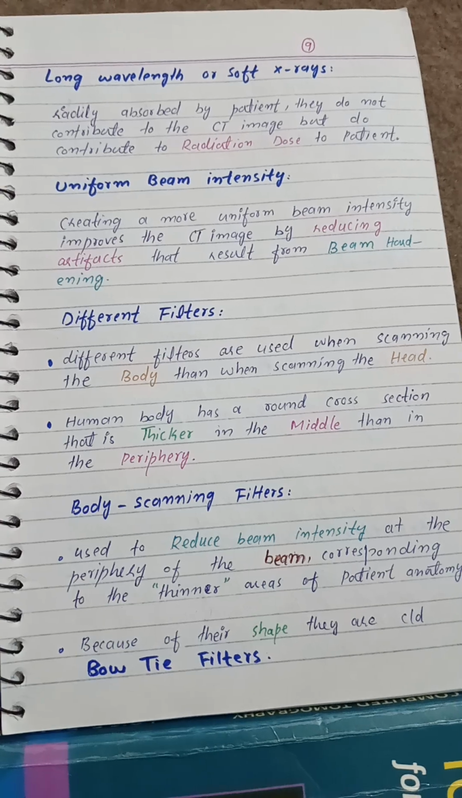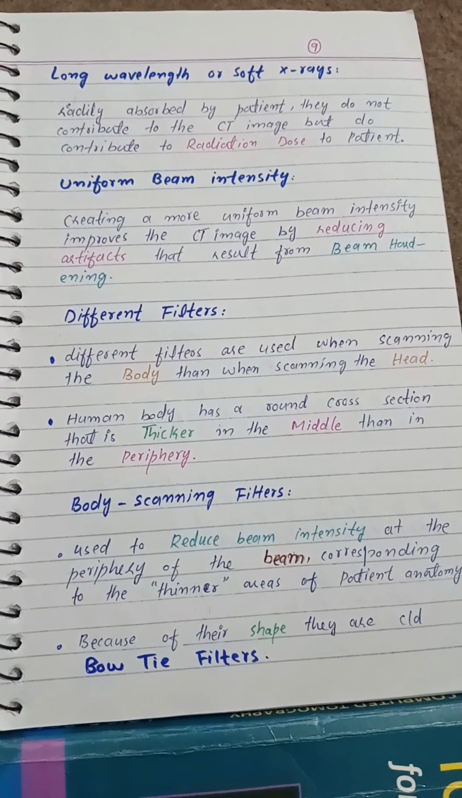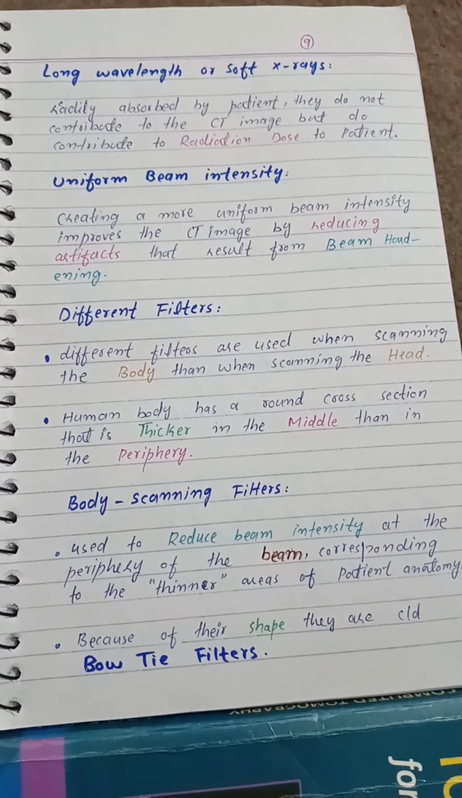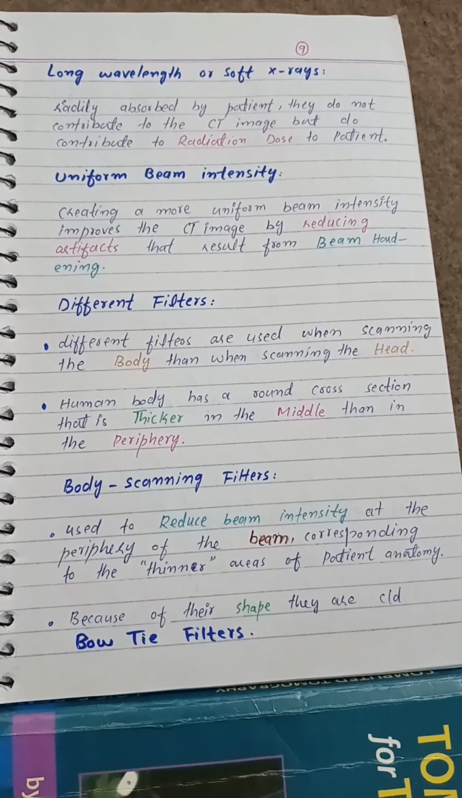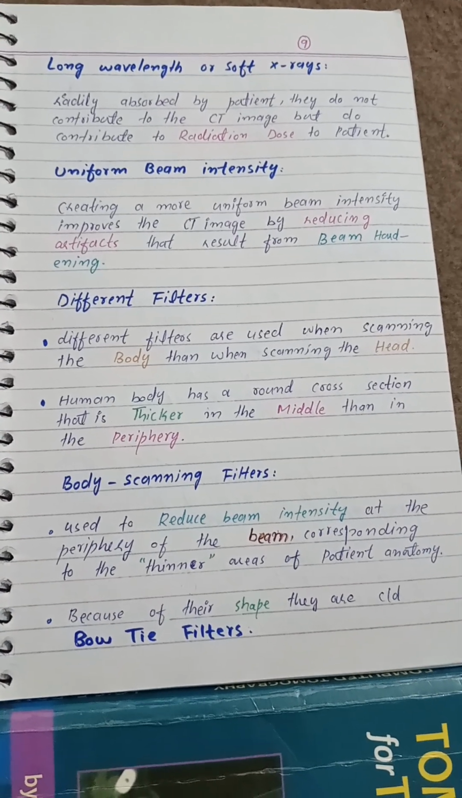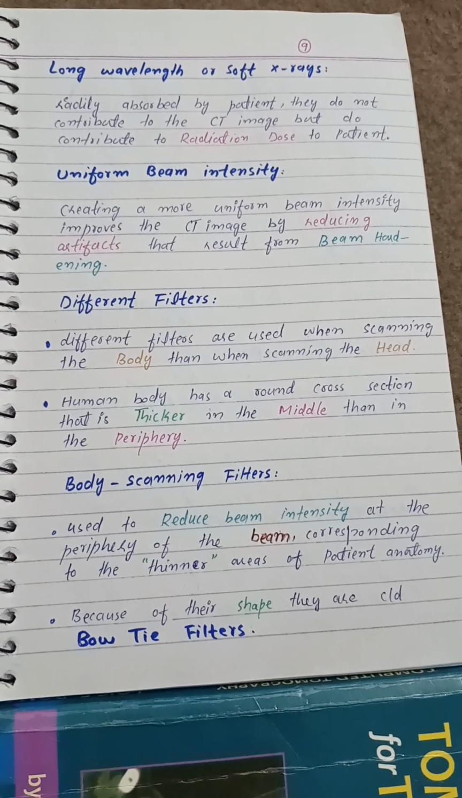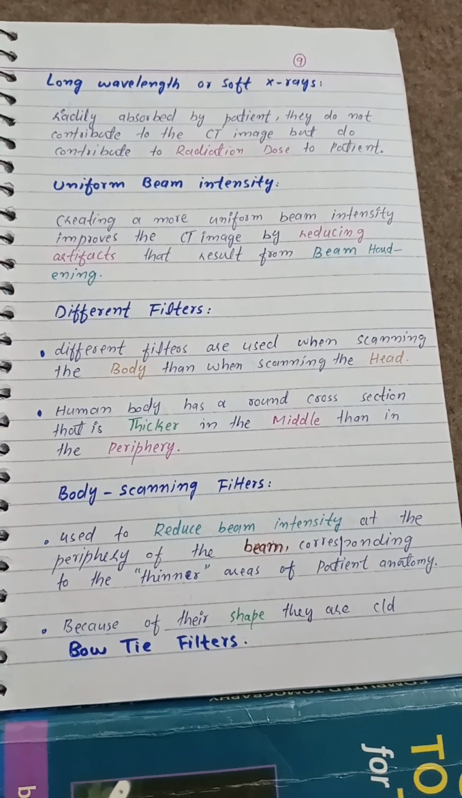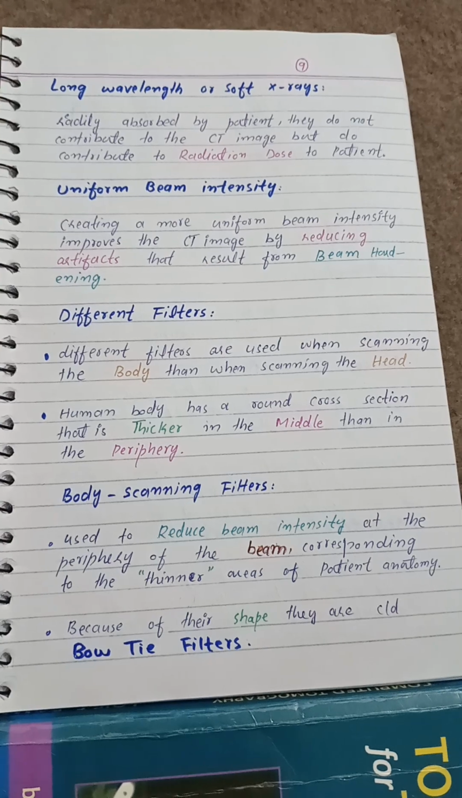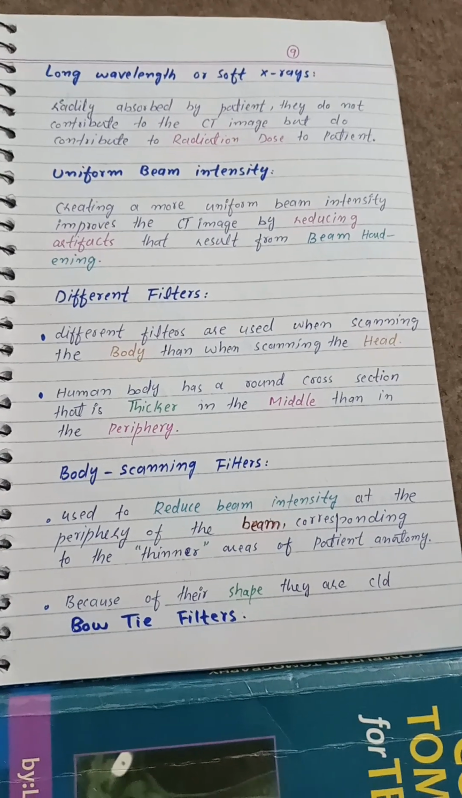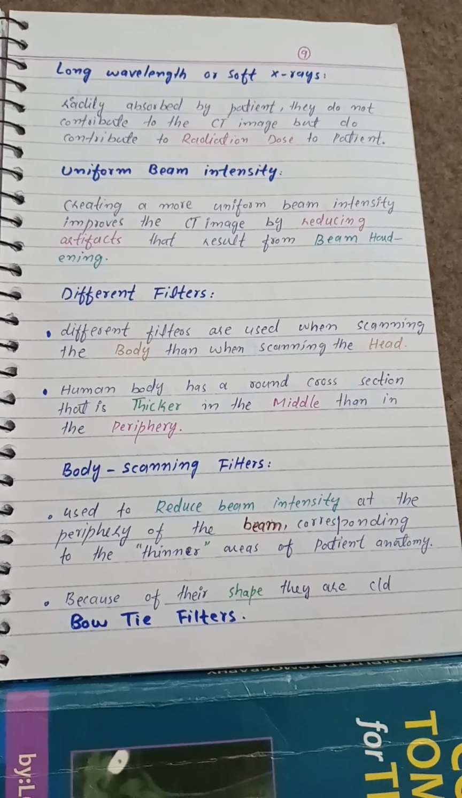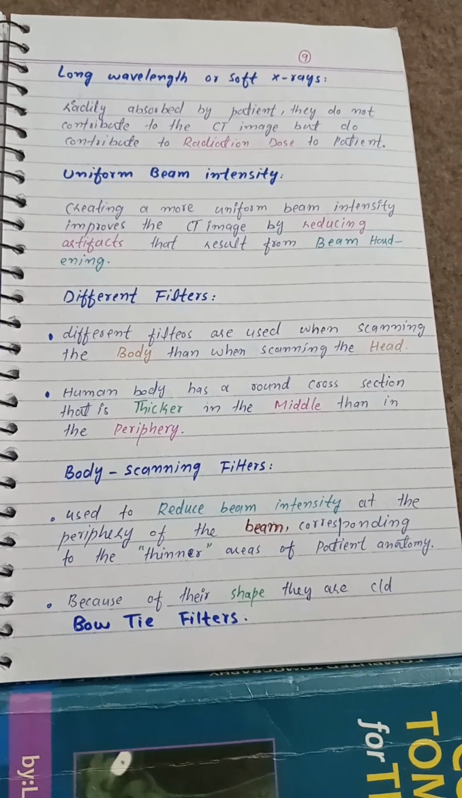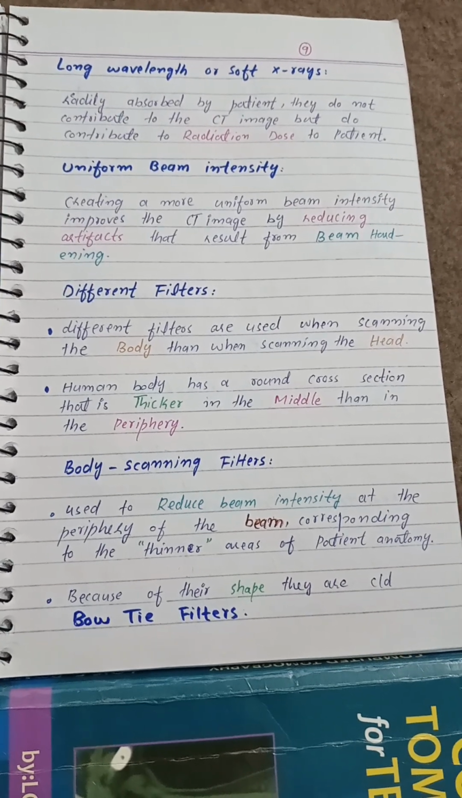Uniform beam intensity. Creating a more uniform beam intensity improves the CT image by reducing artifacts that result from beam hardening. Different filters are used when scanning the body than when scanning the head. The human body has a round cross section that is thicker in the middle than in the periphery. Body scanning filters are used to reduce beam intensity at the periphery of the beam, corresponding to the thinner areas of patient anatomy. Because of their shape, they are called bow tie filters.